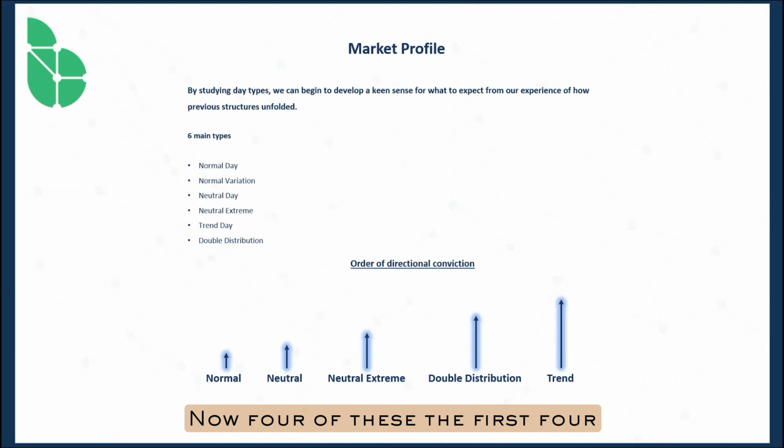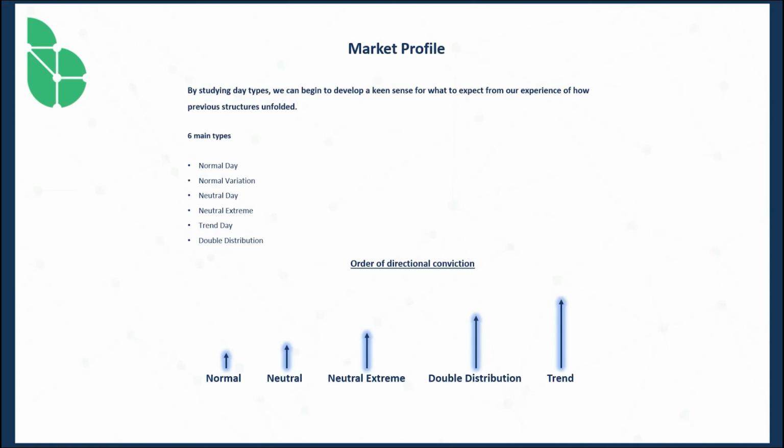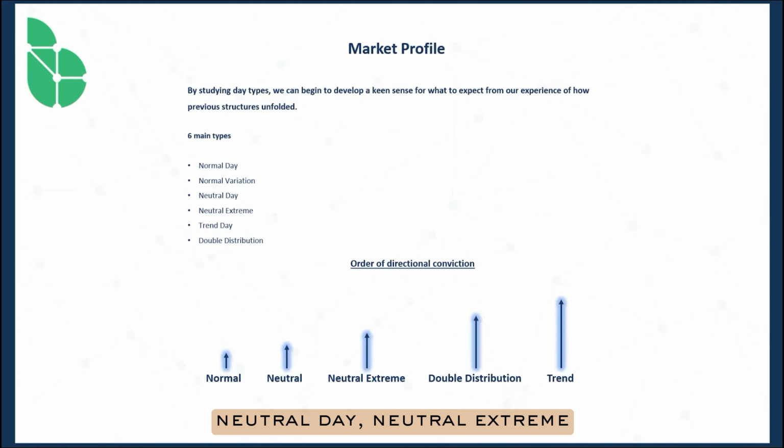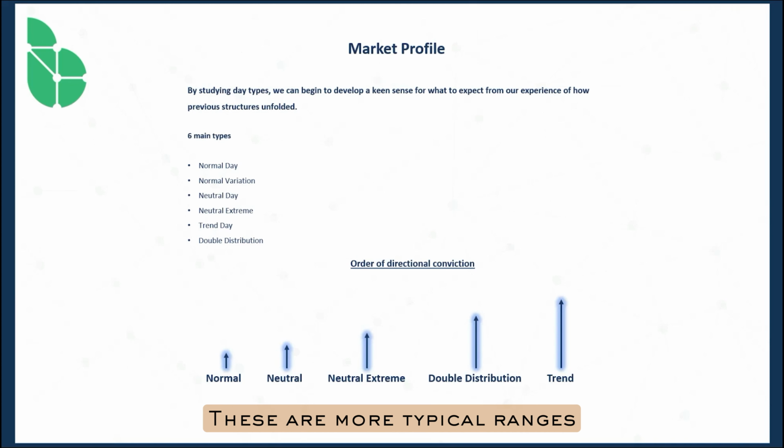Now, the first 4 of these, normal day, normal variation, neutral day, and neutral extreme, are more balanced. These are more typical of ranges or ranging environments. The trend day and double distribution day are both trend days, period. So a double distribution is a trend. It's just a different type of trend.